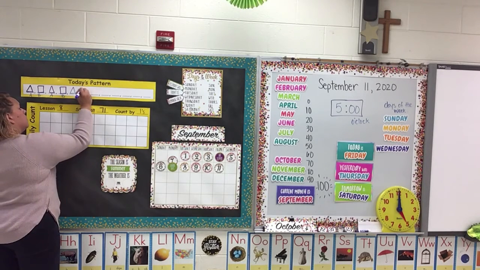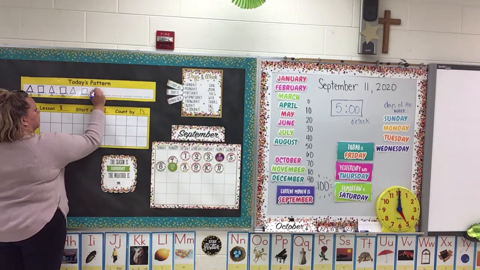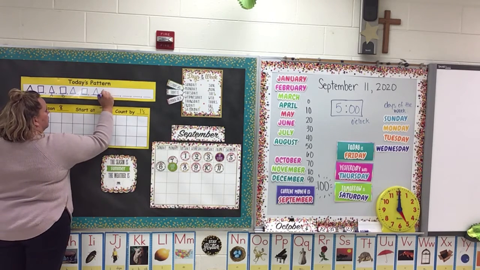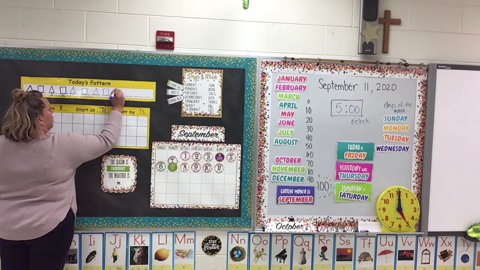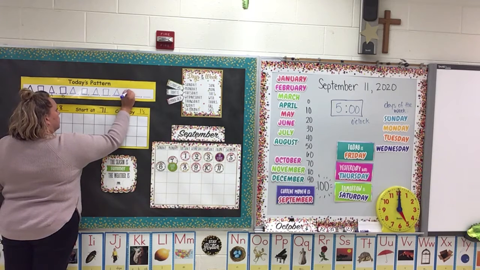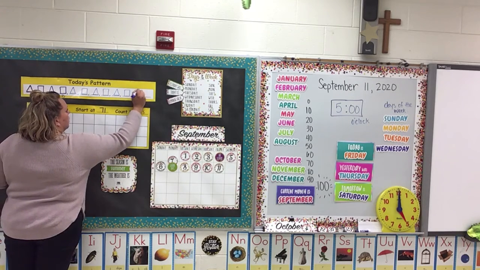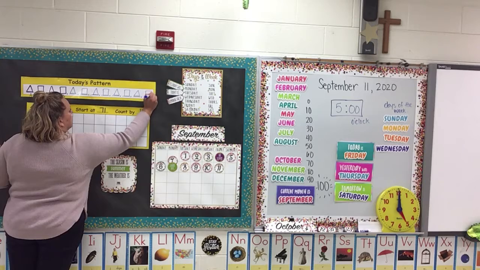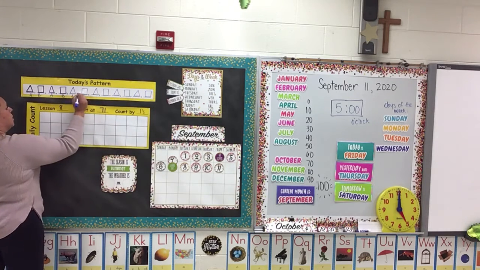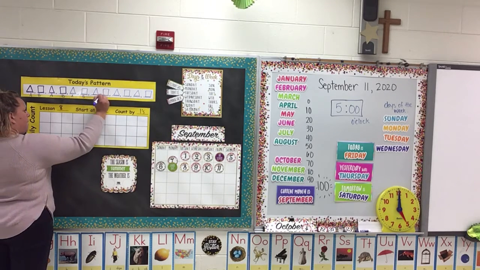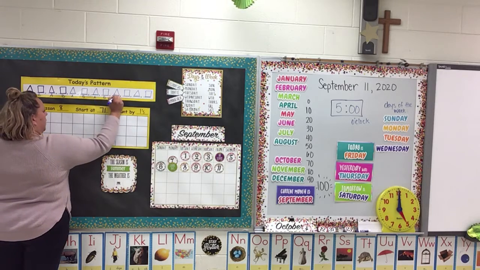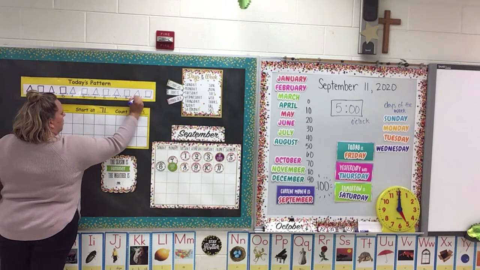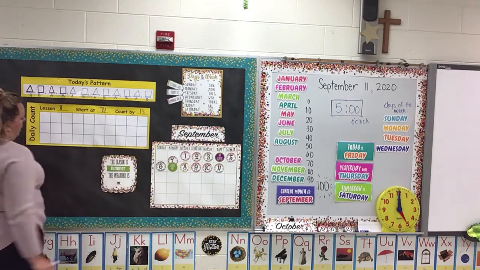triangle, square, triangle, square, triangle, square, triangle, square. And that is still our A-B pattern. A, B, A, B, A, and B.